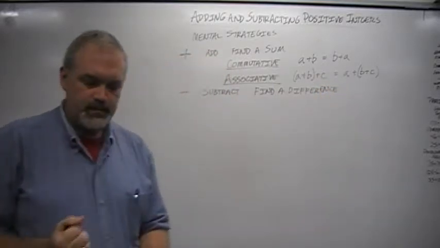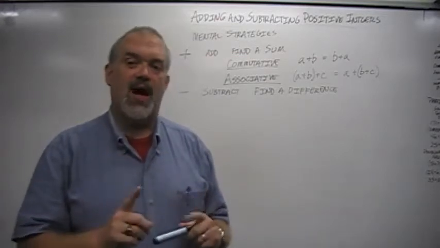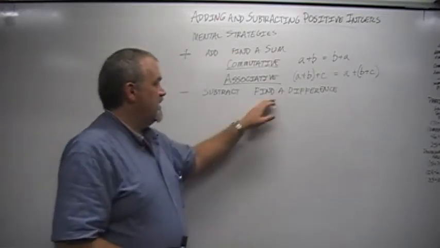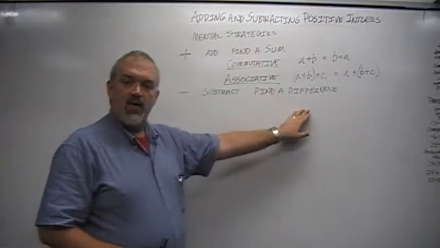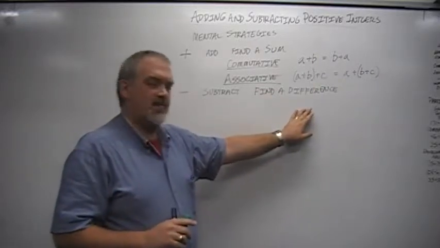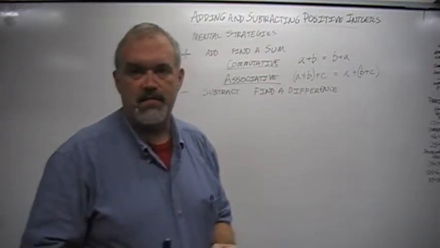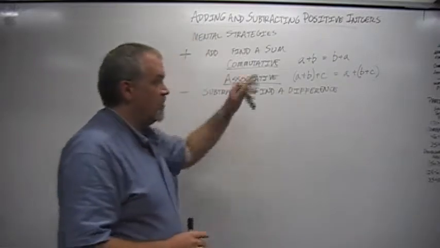Now, the commutative and the associative laws do not work with subtraction. Think about that for a second. If I said 6 minus 4, that would be 2. It's not the same thing as 4 minus 6, which would give me a negative number, negative 2. Okay, so those are our preliminary ideas.